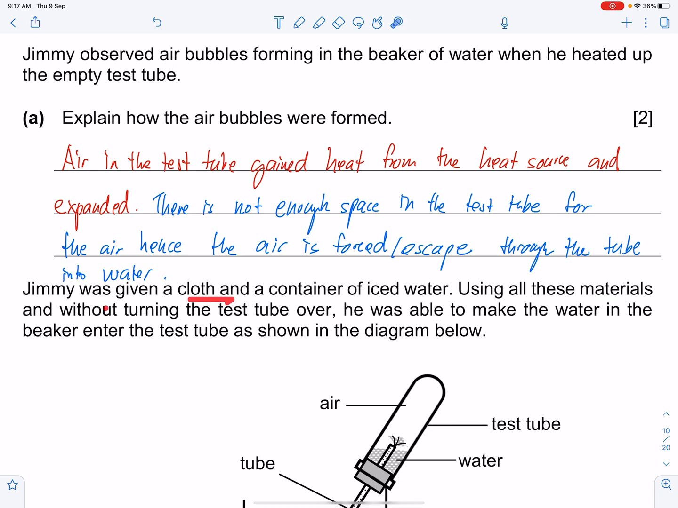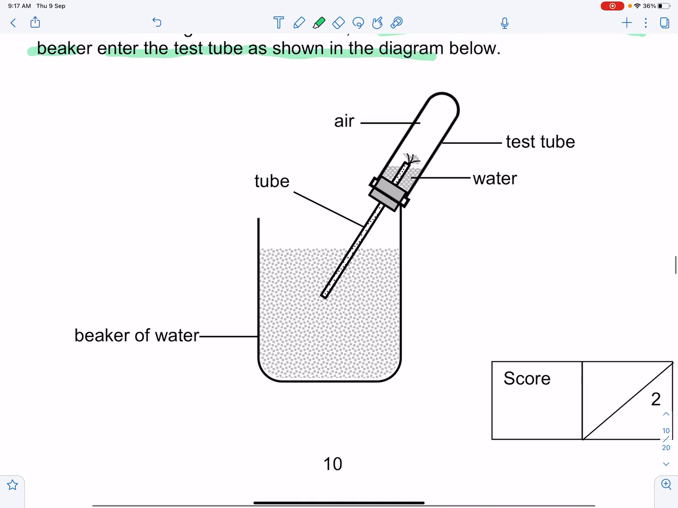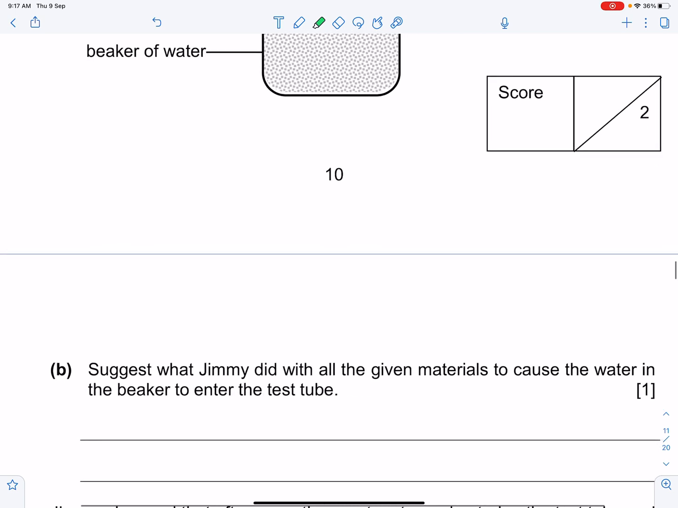Jimmy was given a cloth and a container of ice cubes. So you have two items here: a cloth and a container of ice cubes. Using all these materials, without turning the test tube over, he was able to make the water in the beaker enter the test tube as shown in the diagram. So the question asks you to suggest what Jimmy did with all the given materials to cause the water in the beaker to enter the tube.